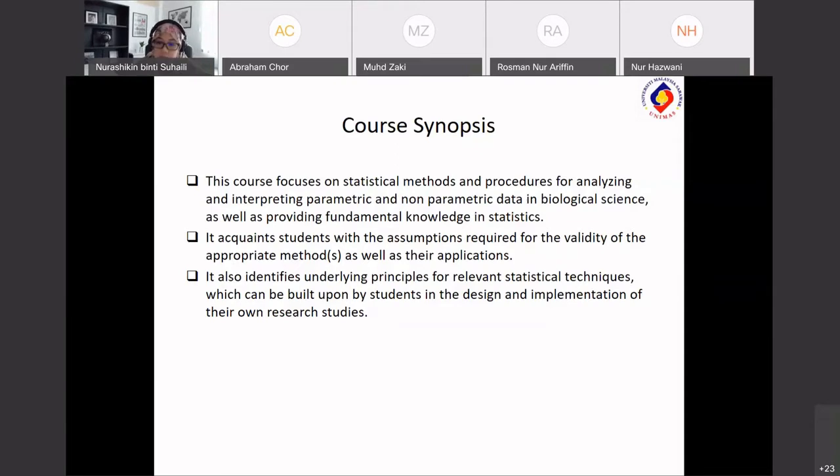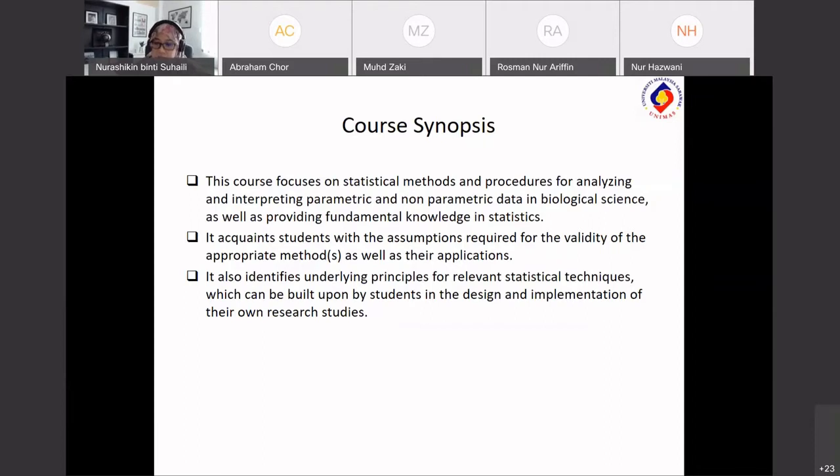This course acquaints students with the assumptions required for the validity of the appropriate methods as well as their applications, and identifies underlying principles for relevant statistical techniques, which students can build on in the design and implementation of their own research studies. The reason we introduce this course is to help you be skilled with statistical tools. Apart from studying all the biotech courses, you have to know how to interpret or measure your results with statistical tools. Actually, statistics is a tool, so that's why you have to learn this course.